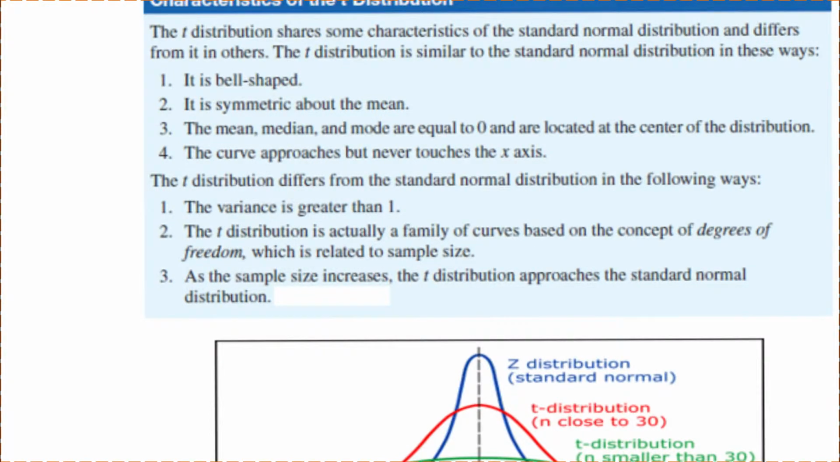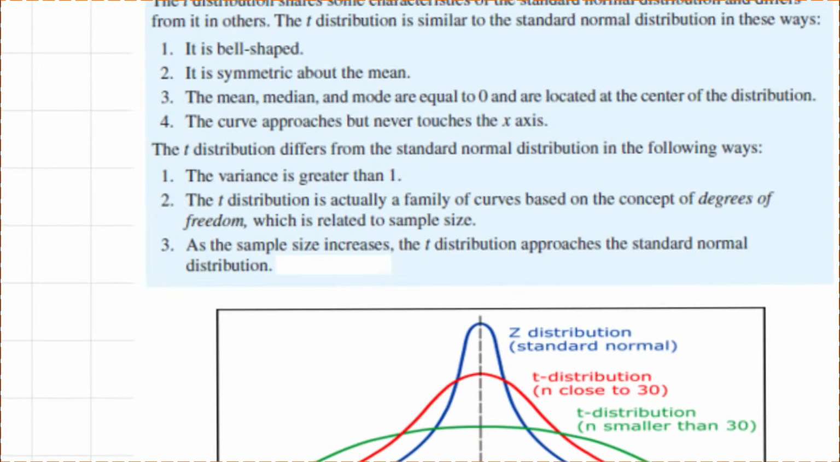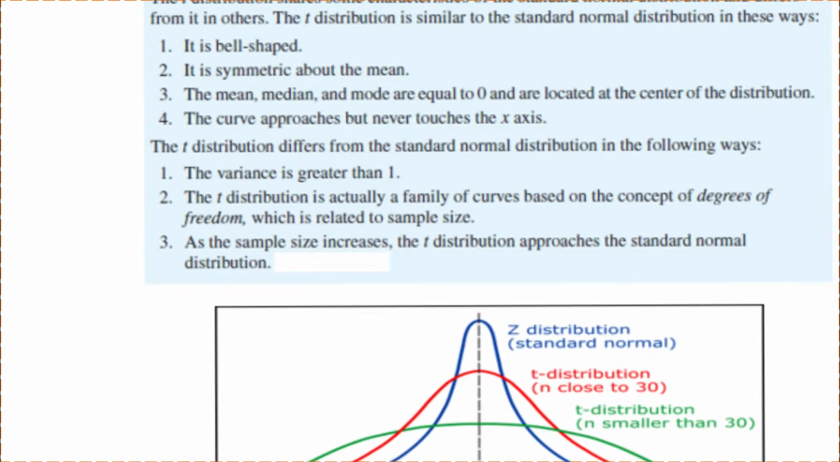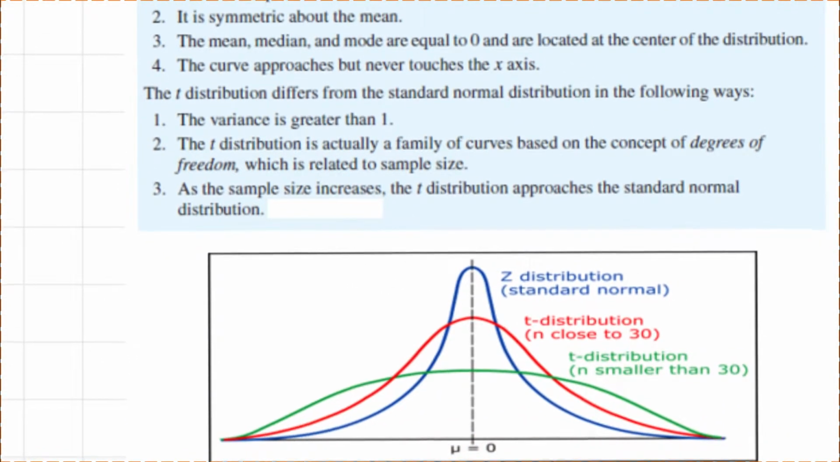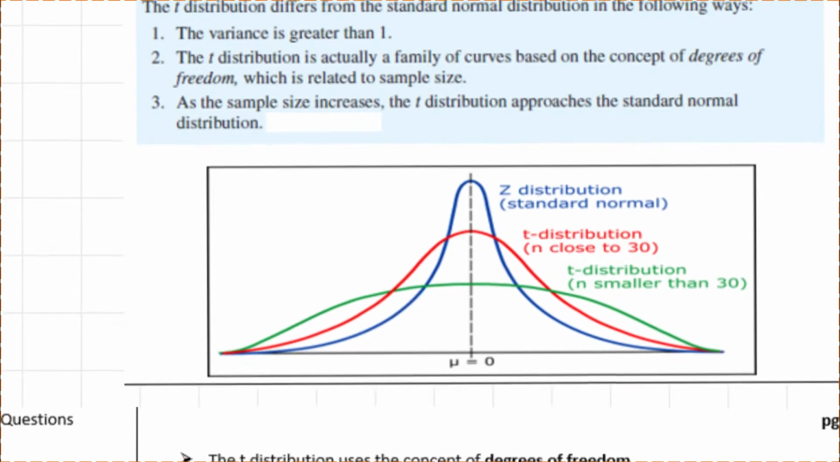However, there are some ways that it differs. For the t-distribution, the spread is different. The variance or standard deviation is greater than 1. The t-distribution consists of a bunch of curves that change in shape depending on what we call degrees of freedom. We'll talk about that in a little bit. And as the sample size increases, the t-distribution approaches the standard bell curve. As you can see in this example, if you have a really small sample size, like 5, it's not going to really look like the bell curve.